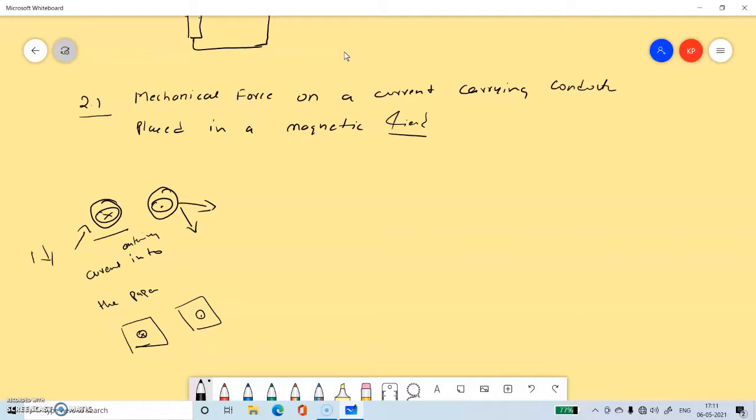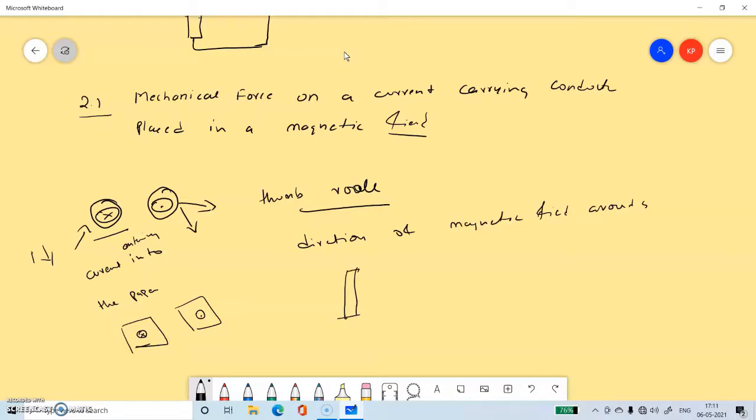And one more thing, according to the thumb rule, we can find out the direction of the magnetic field around a conductor. For example, a conductor is there. If current is flowing through the conductor in the upward direction, we know there is a magnetic field around this current carrying conductor, but in which direction? To know that, we have to use the thumb rule.